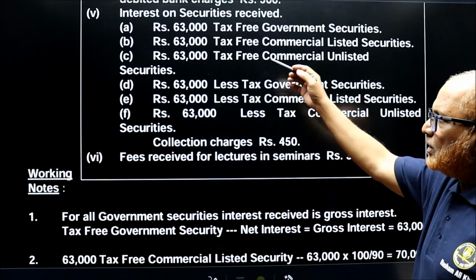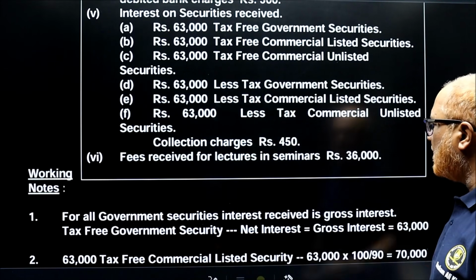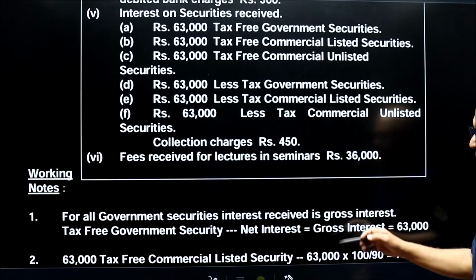Then collection charges 450. So from securities we will give deduction, collection charges 450. Fees received for lectures in seminars 36,000, fully taxable.